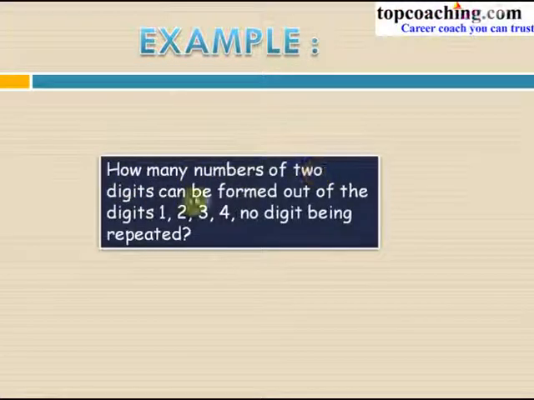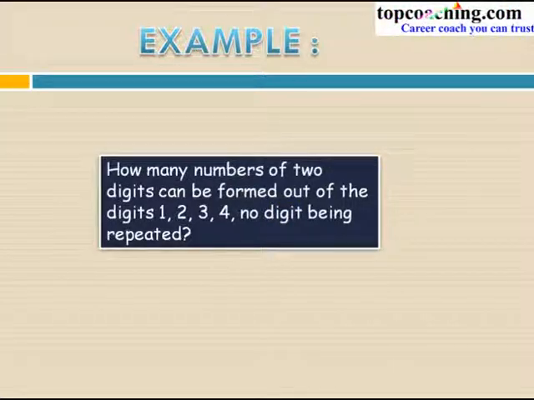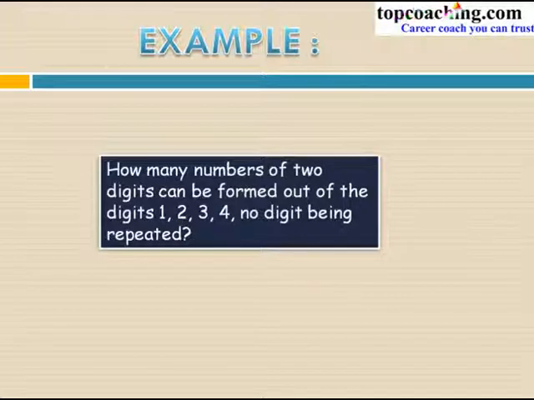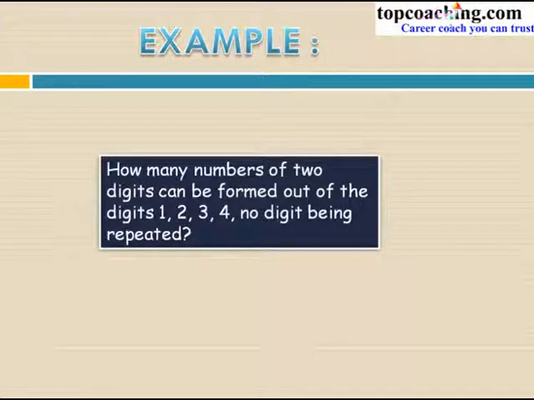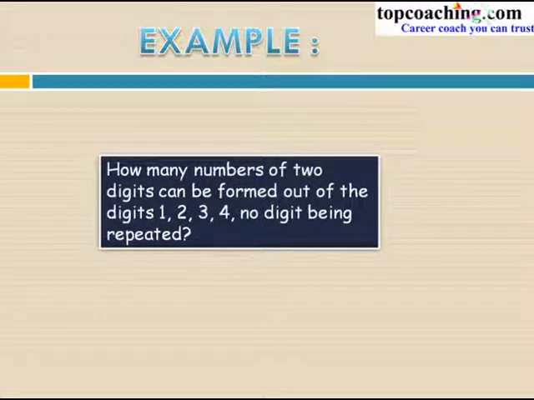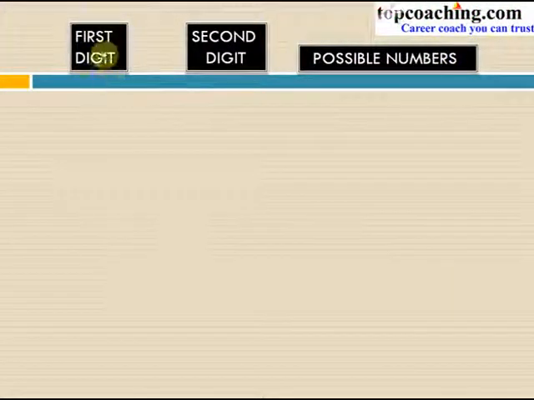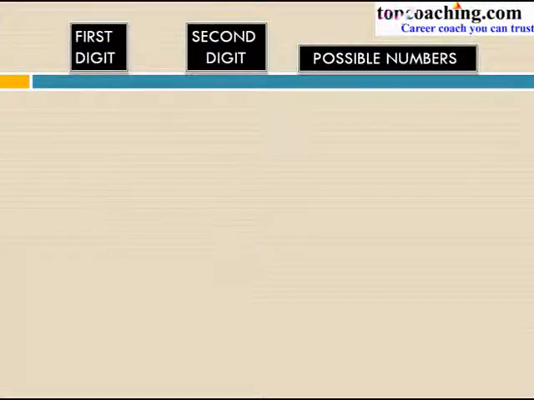How many numbers of 2 digits can be formed out of the digits 1, 2, 3, 4, no digit being repeated? So here in this case we have been given 4 digits 1, 2, 3, 4. We have to find out how many 2-digit numbers can be formed using these 4 digits, and the condition is none of the digit must be repeated. That is, we can have all these digits 1, 2, 3, 4 only once in the 2-digit number. So again, let's try to understand this. These are the 3 columns. This represents the first digit, this represents the second digit, and this represents the possible numbers.